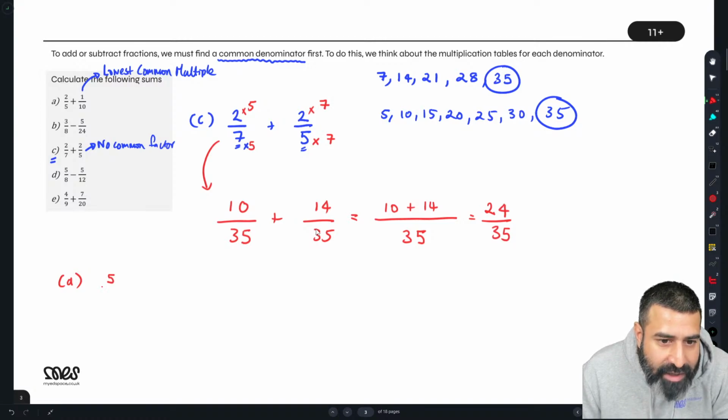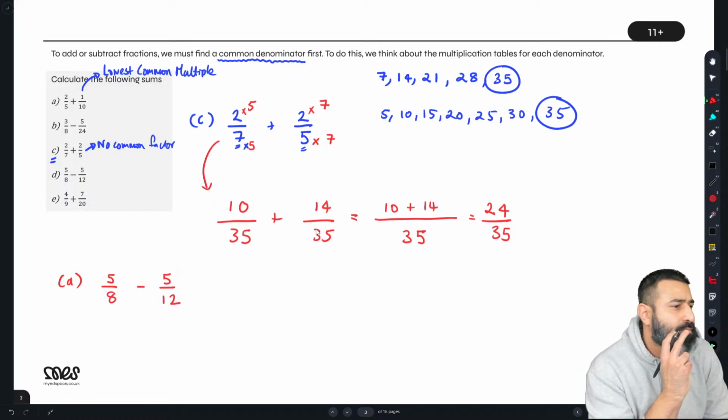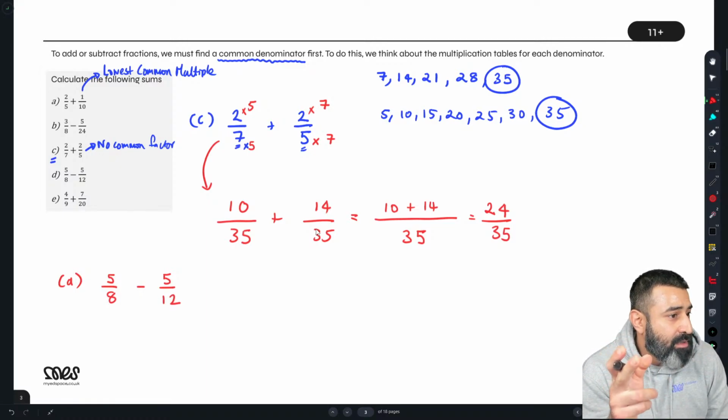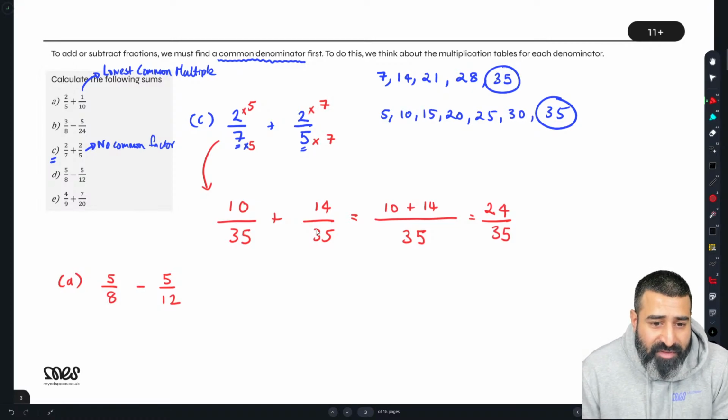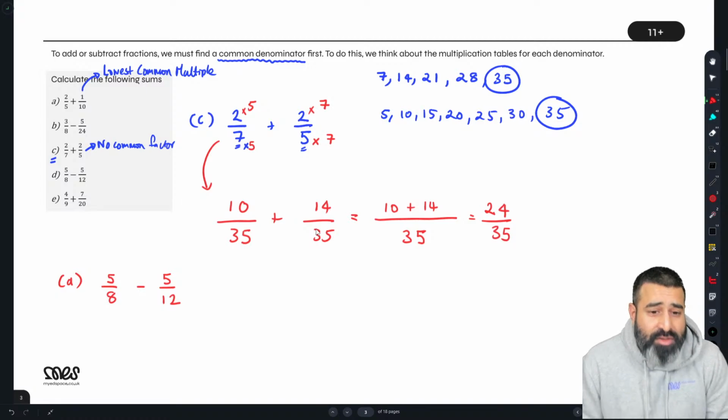So we're doing 5 over 8 minus 5 over 12. Tell me what to do here. We're going to do the kiss and smile method next slide, okay? So we can do that when there's no common factor. So is there a common factor for 8 and 12? Can I just multiply one of these and get the other number? No. So what do I have to do?